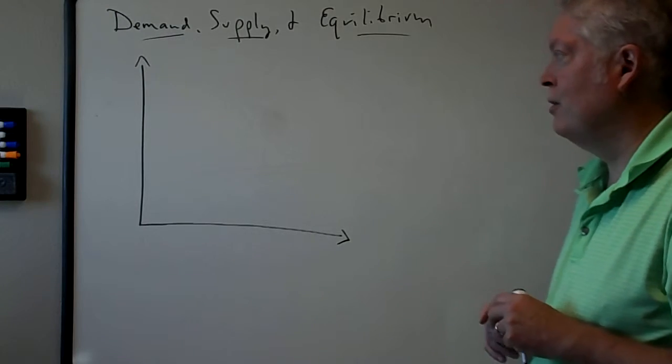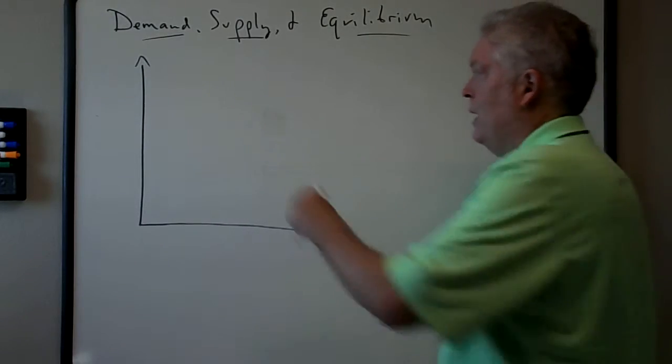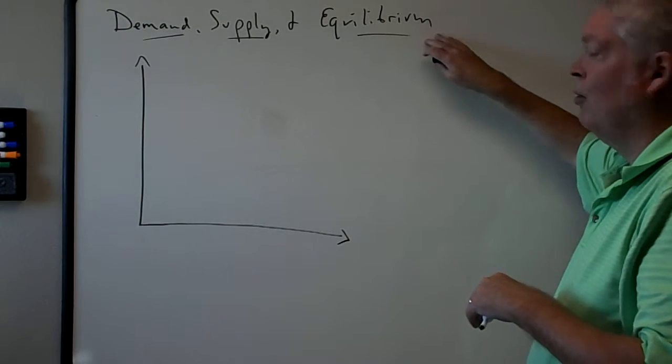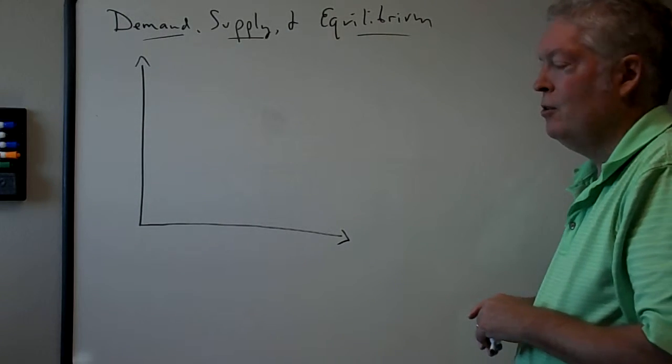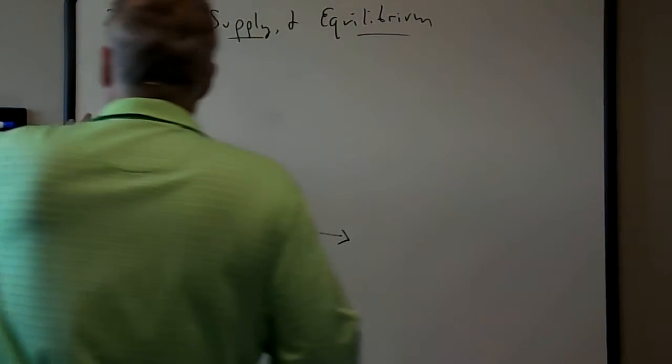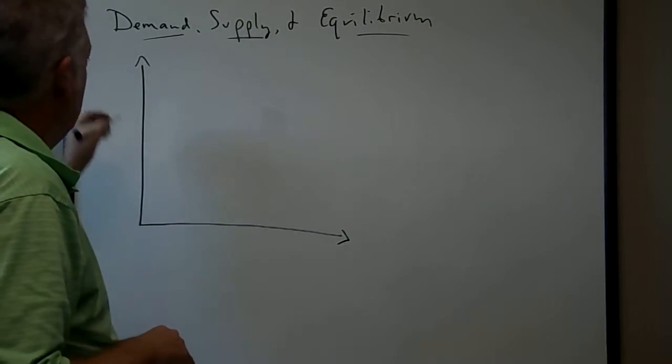But what we want to do here is to talk about how we derive demand, how we derive supply, and then we'll come to a meeting point of both that we'll call equilibrium. So where do we come? Let's take demand first for no particular reason other than the fact that we tend to cover demand first.